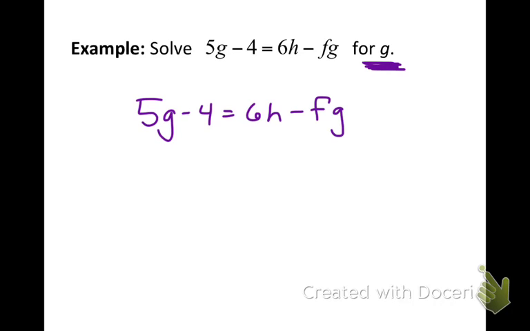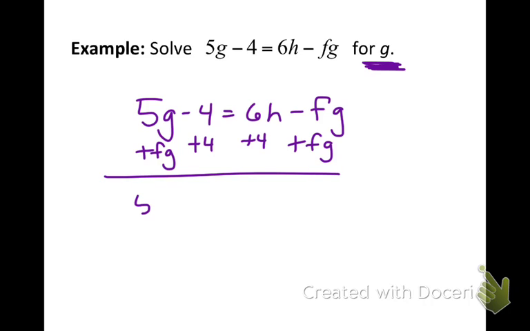Because we're just adding, and then I'm going to deal with positives as opposed to negatives. If you love negatives, go for it. So I'm going to add my FG over. Is everybody okay with me adding the 4 over at the same time? I do a plus 4 plus 4. Is that going to throw anybody off into a loop? Yes? No? We're okay? All right, so that gives me 5G plus FG equals 6H plus 4.